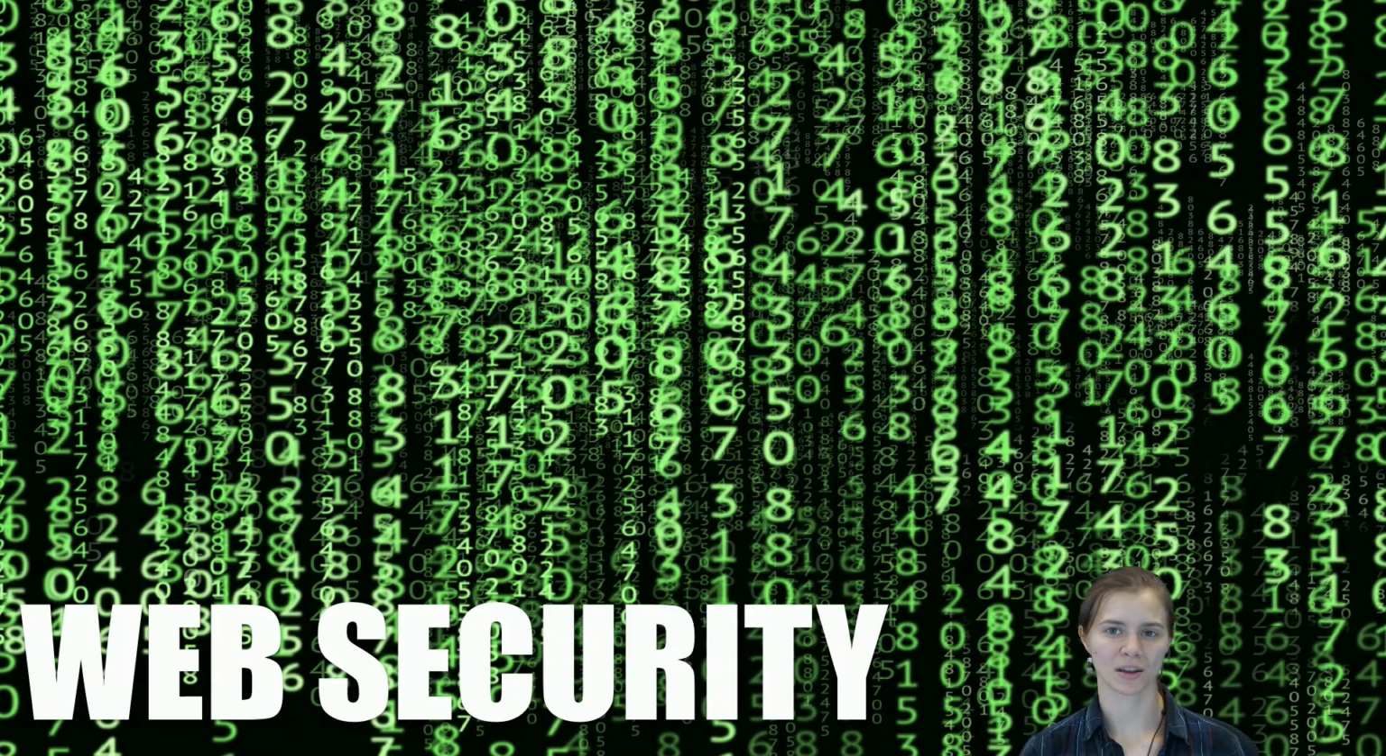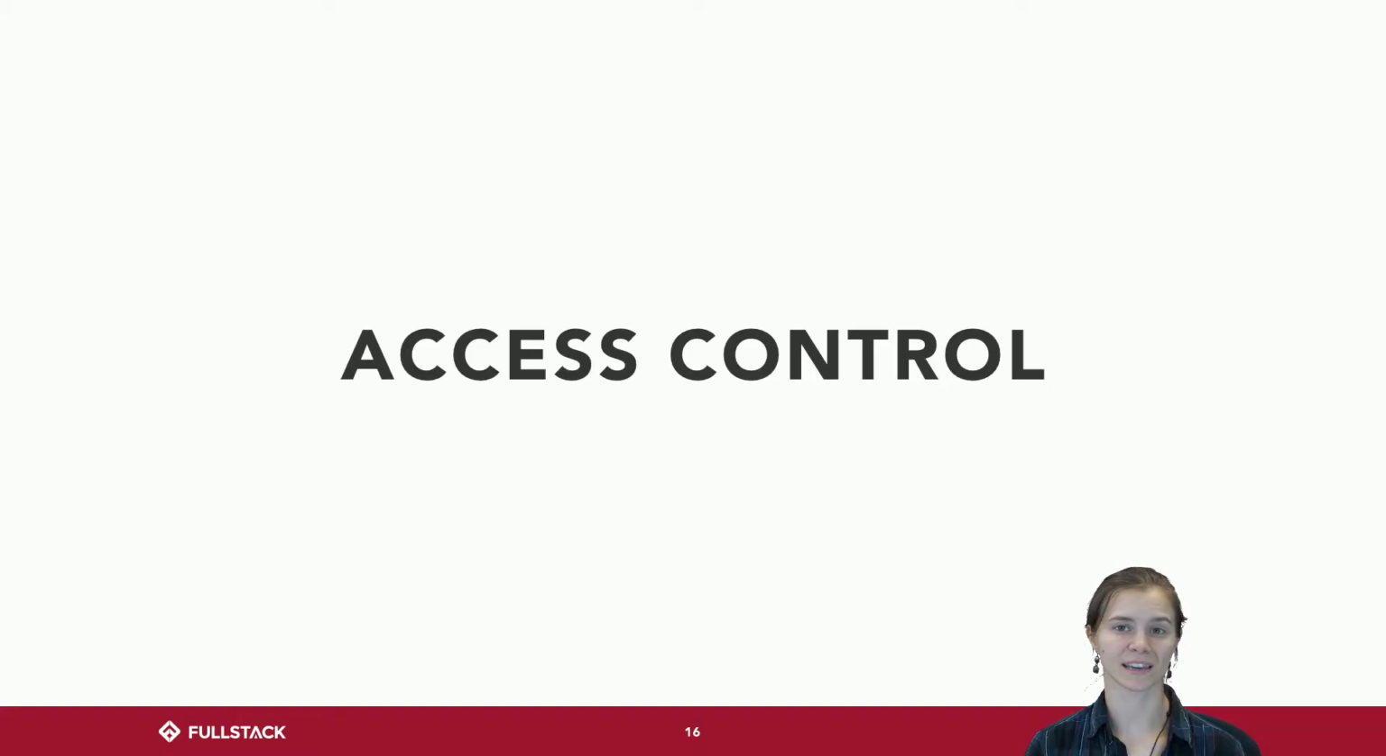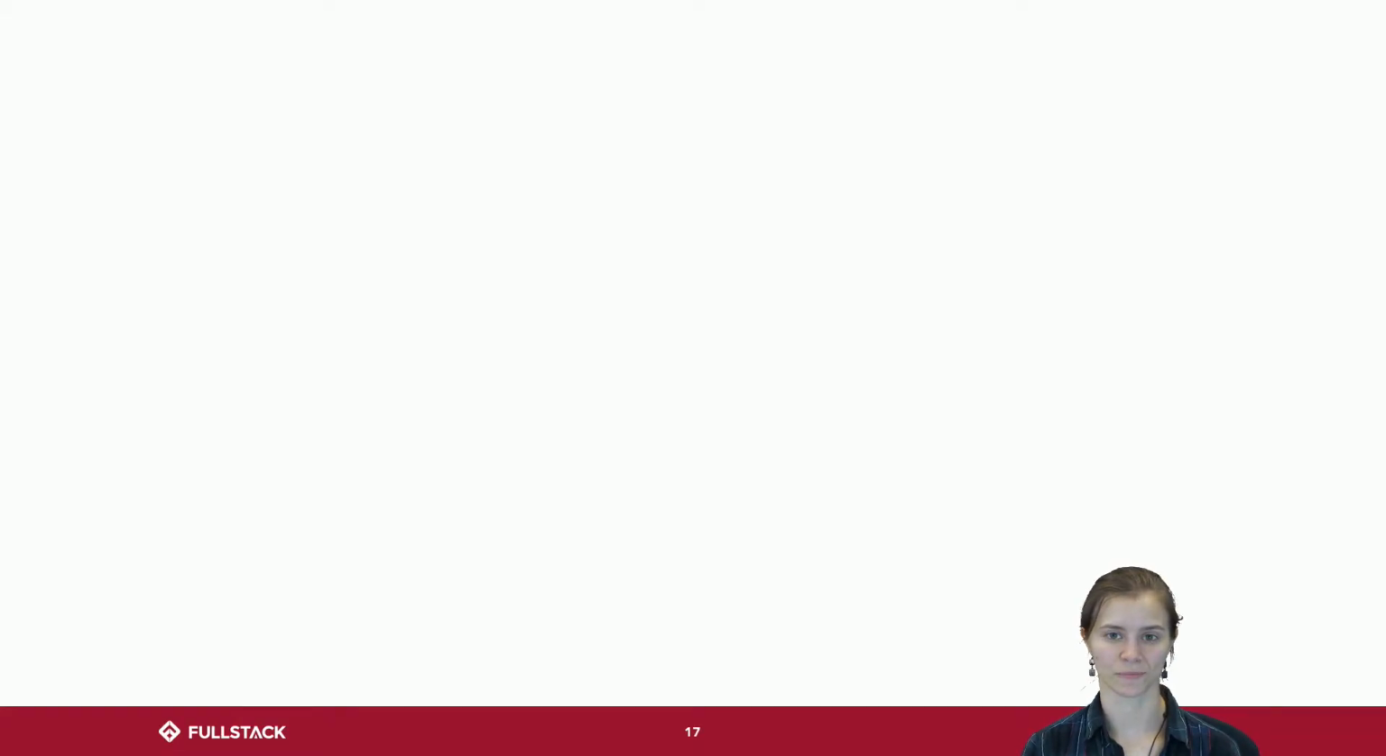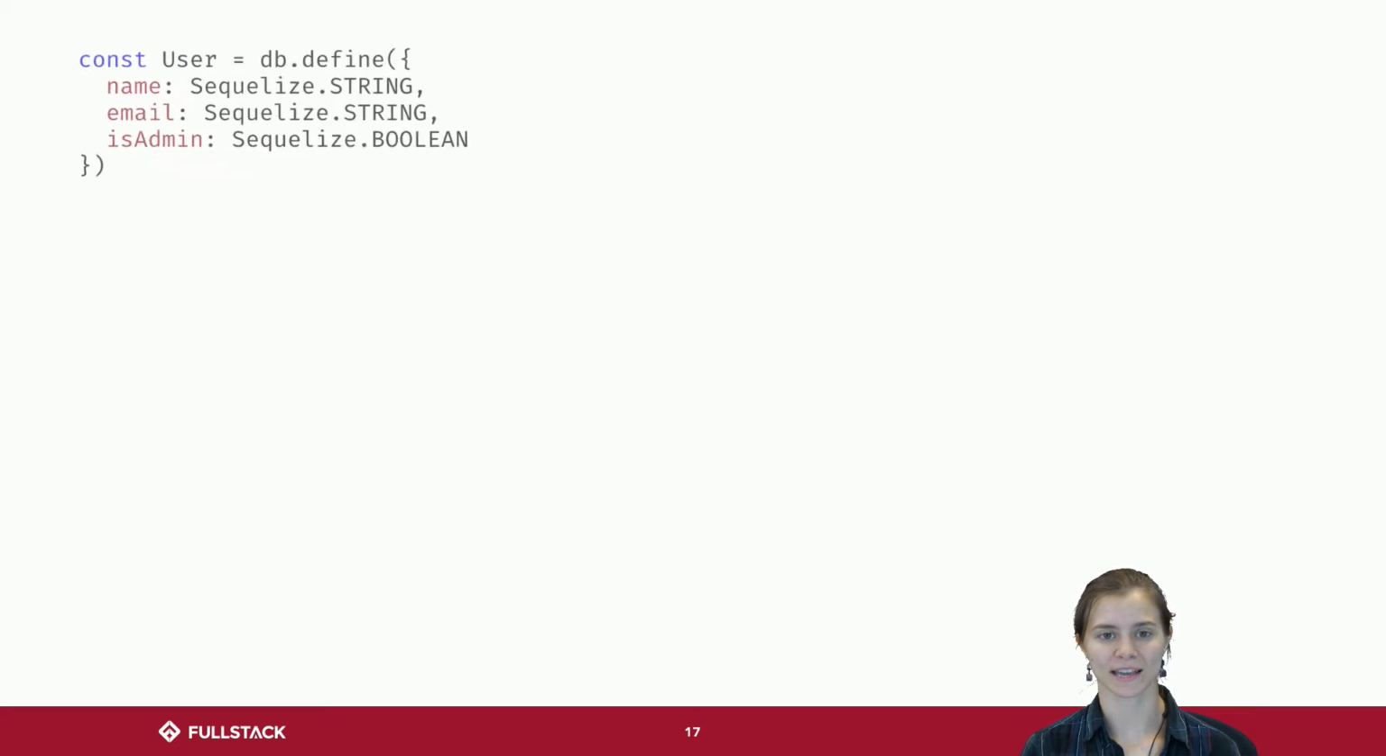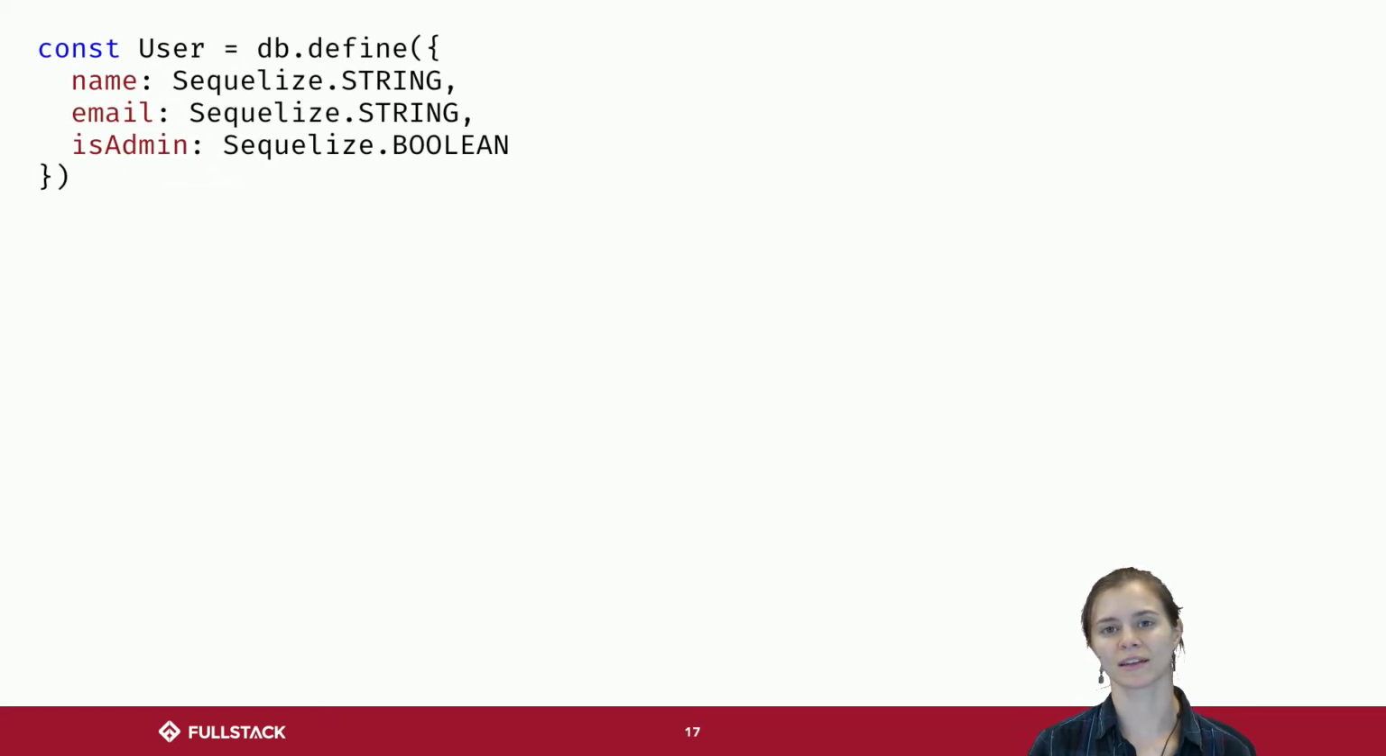Take a quick moment to talk about web security as it pertains to logging users in and logging them out. Specifically, I want to talk about access control. Access control is how we make sure that users can only get to the resources that they have admin privileges for or that they have access to. And one of the main ways that we do that is adding some kind of admin privilege to a user's instance, such as an is_admin property.